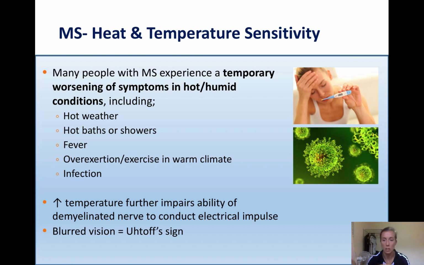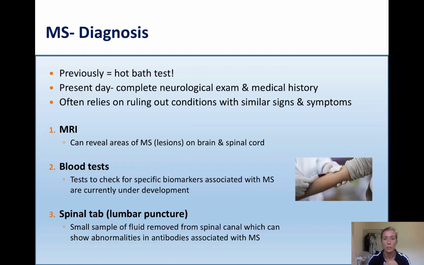Uhthoff was the surname of some German scientist back in the day who discovered this kind of phenomenon, I guess, within MS, this heat sensitivity. But yeah, very much important to be aware of this. Oops, sorry, shooting through slides here.